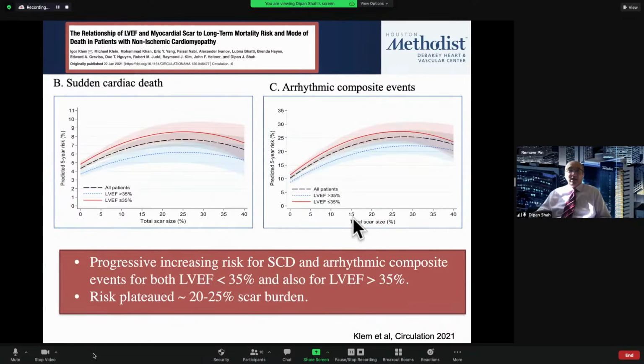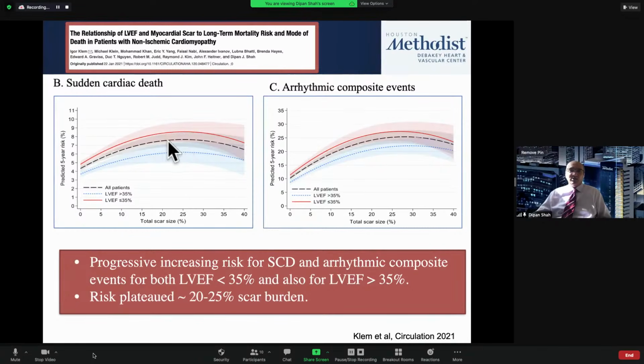And then, when we did a cubic spline analysis, we also noted that there is a progressive increase in sudden death risk and arrhythmic composite risk with increasing scar extent. And again, this relationship held true whether the EF was less than 35 or the EF was more than 35.